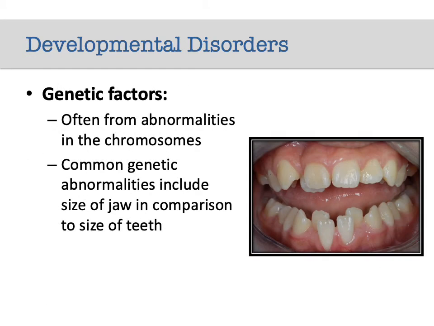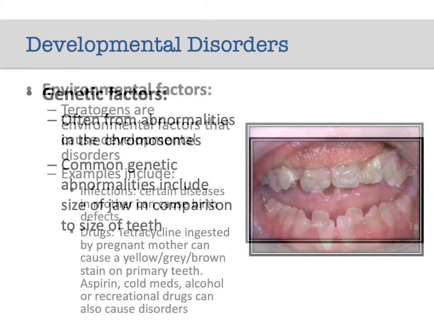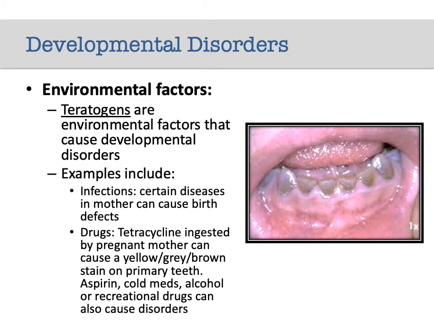Genetic factors are often from abnormalities in the chromosomes. Common genetic abnormalities include size of jaw in comparison to size of teeth. Developmental disorders can also be from environmental factors. Teratogens are environmental factors that cause developmental disorders.